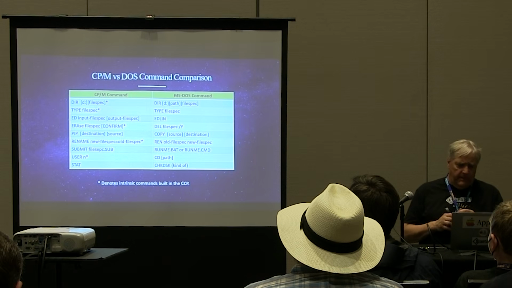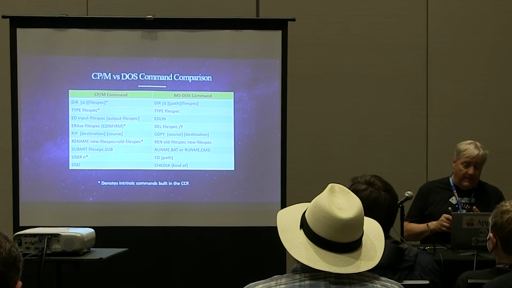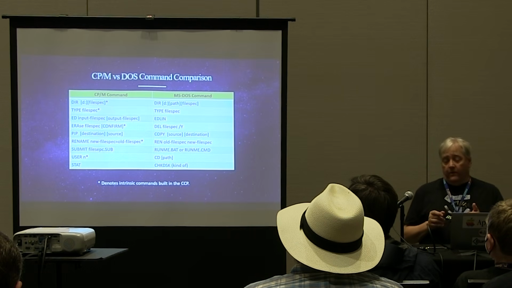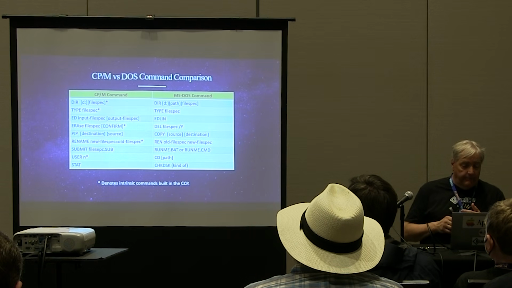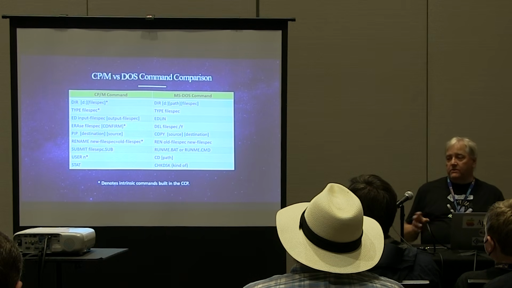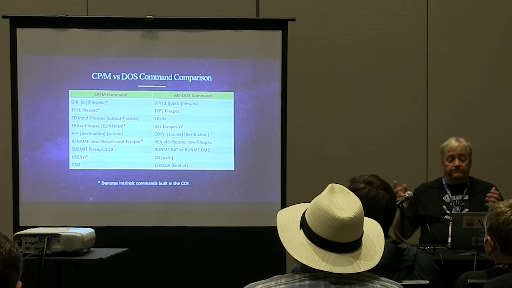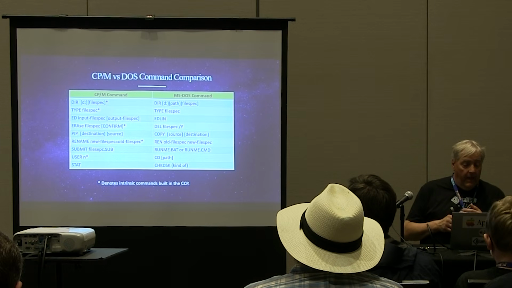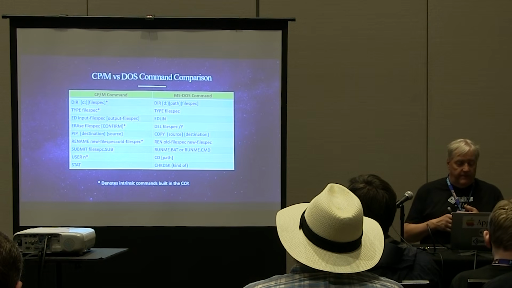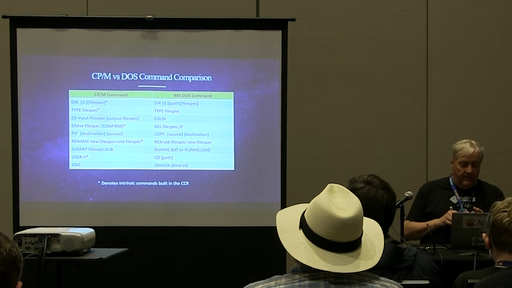Now, I'll show you PIP here as well. Notice that there's a DIR, the TYPE, ED and EDLIN, ERA for erase and delete, PIP and COPY. Notice that on PIP and COPY, we had to switch the source and destination just because. Rename. SUBMIT was how you ran a batch file in CP/M. It was a SUB file. And then you obviously just ran the batch or command in there.